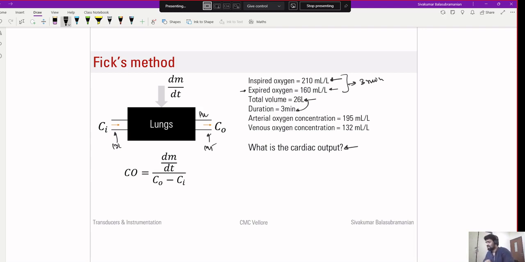The question is, what is the cardiac output now? The denominator is simple, right? It's simply 195 minus 132.